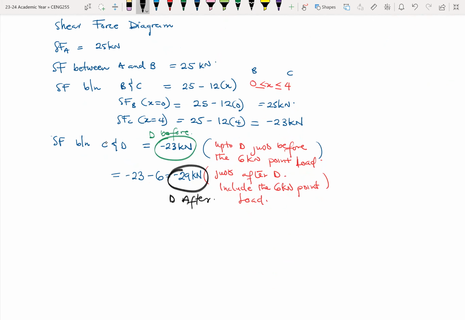Then again, shear force at E. Oops, different color. Shear force, let's say between D and E. So again, let's say at E.